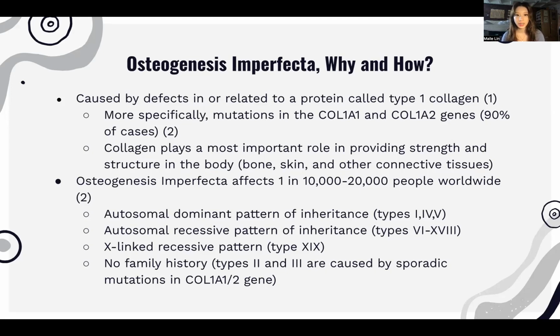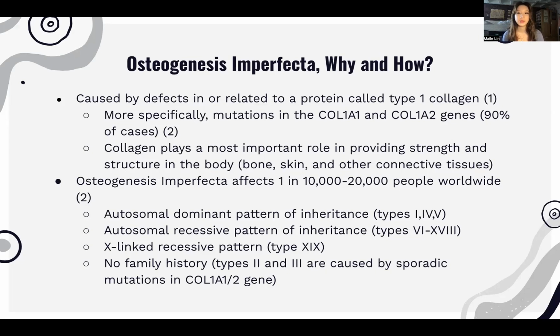that it's mainly genetic. However, there are some types that are not genetic. So types 1, 4, and 5 are due to a dominant pattern of inheritance, which means you only need one copy to cause the mutation, or the genetic condition. And then types 6 to 18 are caused by a recessive pattern of inheritance, which means you need two copies of the mutation to pass down. And then type 19 is due to an X-linked recessive pattern, which means the inheritance is associated with mutations on the X chromosomes, which also means men are more likely to have type 19 of OI.